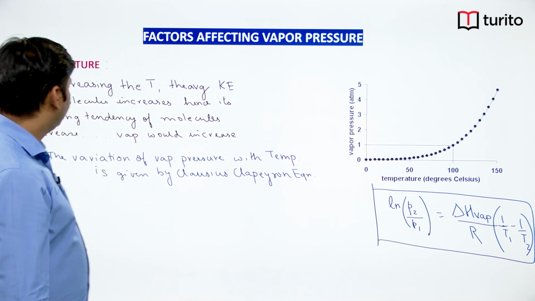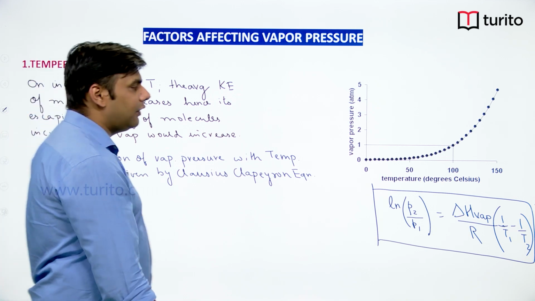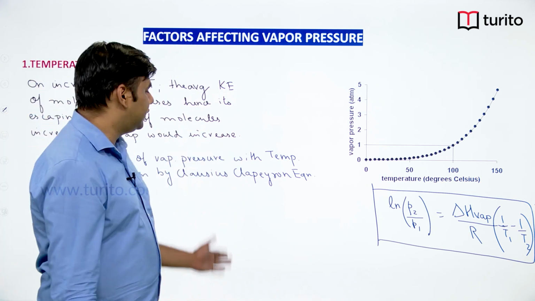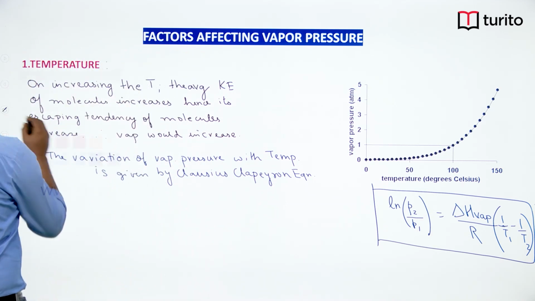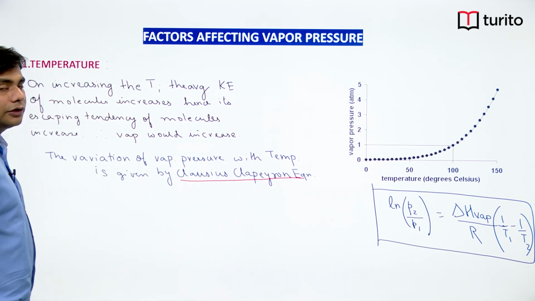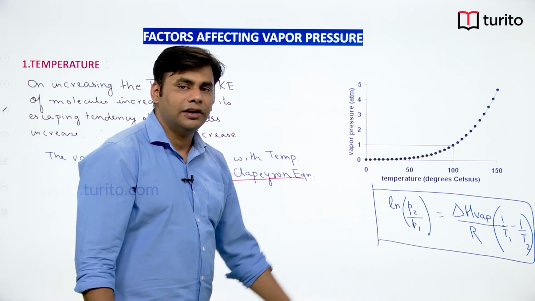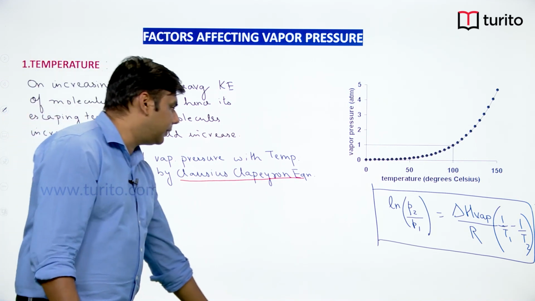I hope you have understood this. You can write this down. Hope this is clear to everyone now. So basically we say that on increasing the temperature, the vapor pressure will keep on increasing, and the variation of vapor pressure with temperature is given by the Clausius-Clapeyron equation, which says that ln(P2/P1) = (ΔH vaporization / R) × (1/T1 − 1/T2).